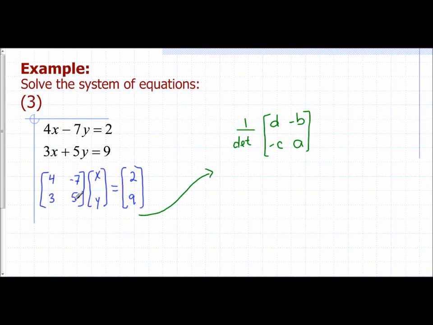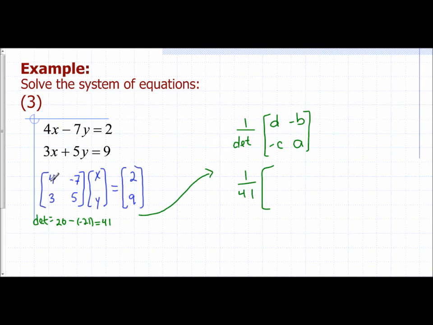My determinant: 4 times 5 is 20, minus 3 times -7, which is -21. So 20 minus -21 is 20 plus 21, which is 41. So then I have 1 over 41 times the matrix.